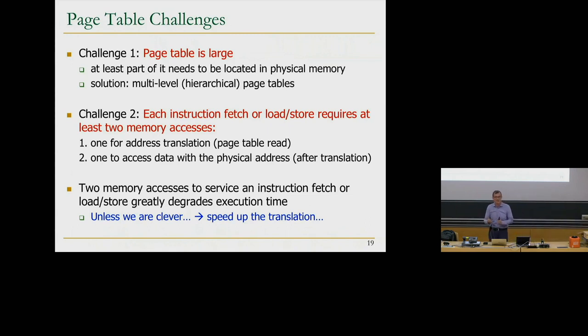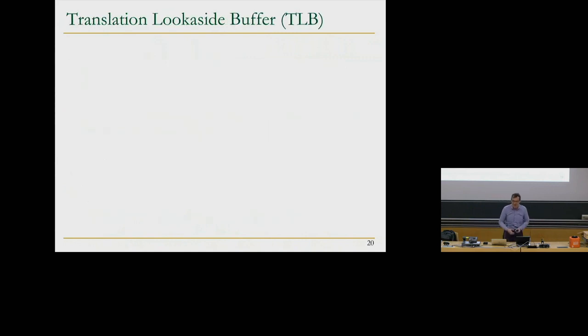So how do you speed up this translation? We're going to use an idea that we've seen before. Yes. Cache. Use a specialized cache to cache the translations, basically. Cache the page table entries. So you know the concepts now. You can apply it. That's why caches are very important. You have caches everywhere. So, okay, that's the idea of the translation lookaside buffer.